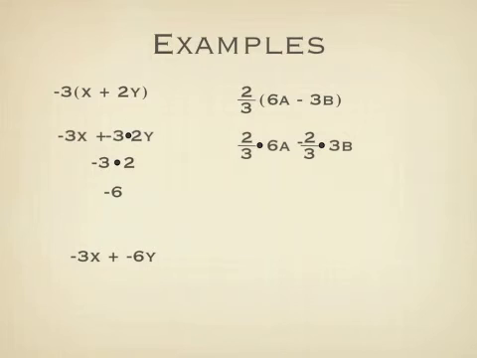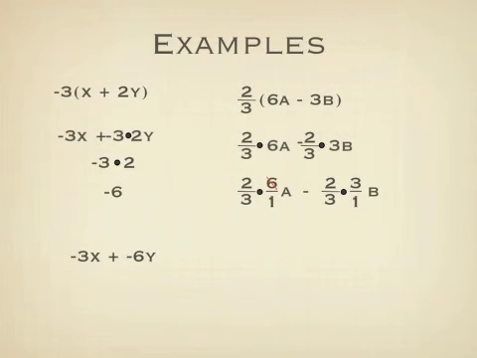Since I'm multiplying fractions, I need to change the 6 into a fraction, which would be 6 over 1, and the 3 into a fraction, which would be 3 over 1. Now I just go through the process of multiplying fractions. 2/3 times 6 over 1. So I take a look at my numerators. I have a 2 and a 6, and my denominators a 3 and a 1.